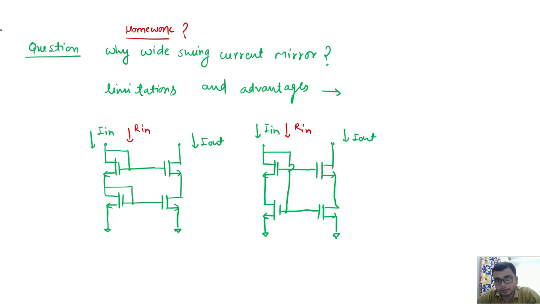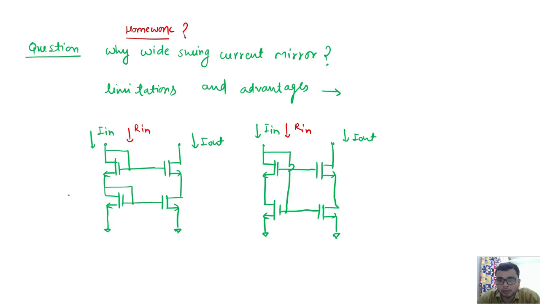Hello everyone. So this is the problem that I gave in the previous class, that is, the homework. I'm not going to give you the detailed solution, but anyway I'll give you the clue on how to solve this. So the first thing is, why wide swing current mirror?